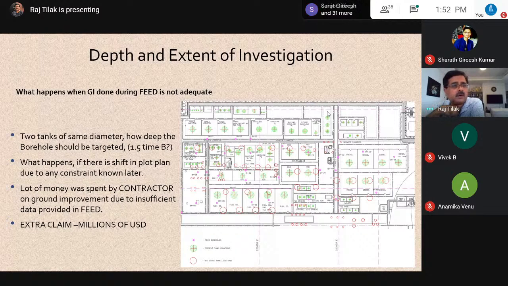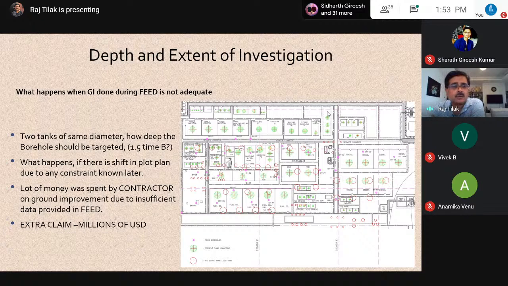So just look into it. What is the typical depth of investigation that should be done? Here, in this case, it was not done. So this is why I'm trying to highlight here. Here, the depth of investigation, even for a 50, 60 meter diameter tank, was just 15 meters or 20 meters, with very few going to 30 meters.